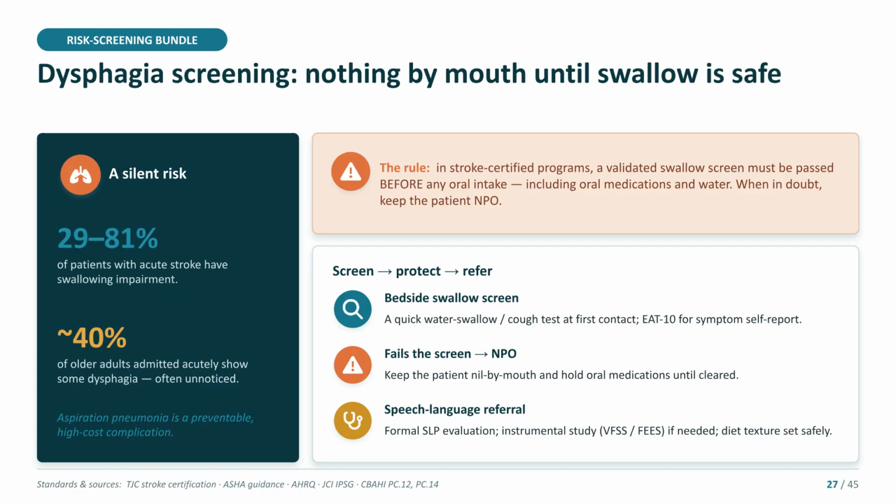Dysphagia screening is a critical safety step, particularly in stroke care. Nothing should be given by mouth, including medications, until the patient passes a validated bedside swallow screen. If they fail, they must remain NPO until a speech-language pathologist completes an evaluation.